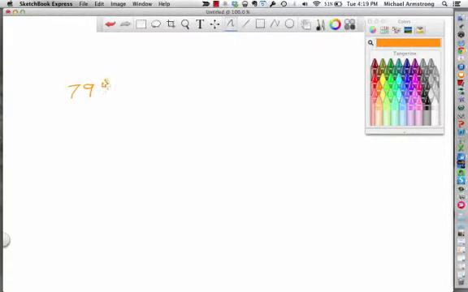79% or 0.08. So we have a decimal and a percentage. And this is really easy. We can change this one to a decimal, or we can change this one to a percent.